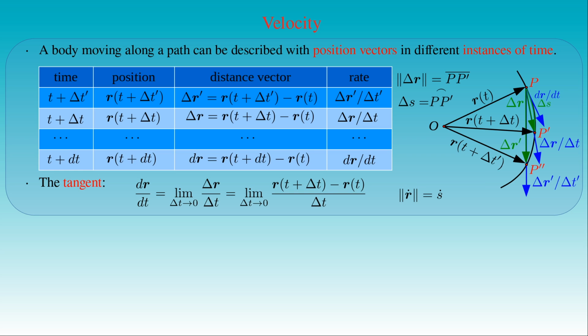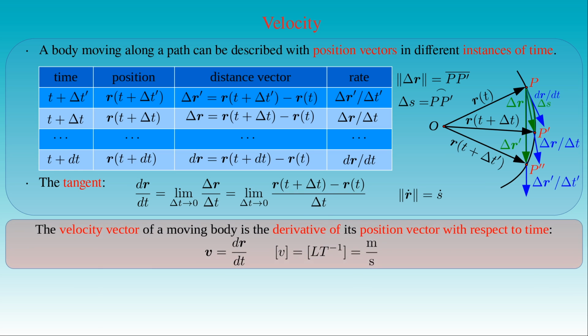Now we can conclude that the velocity vector of a moving body is the derivative of its position vector with respect to the time. That is, the vector v is equal to dr over dt. As we saw in the case of the speed, its unit is the unit of length divided by the unit of time. By definition, the velocity is a vector function similar to the position vector, since we derived it by differentiating the position vector with respect to the curve parameter.